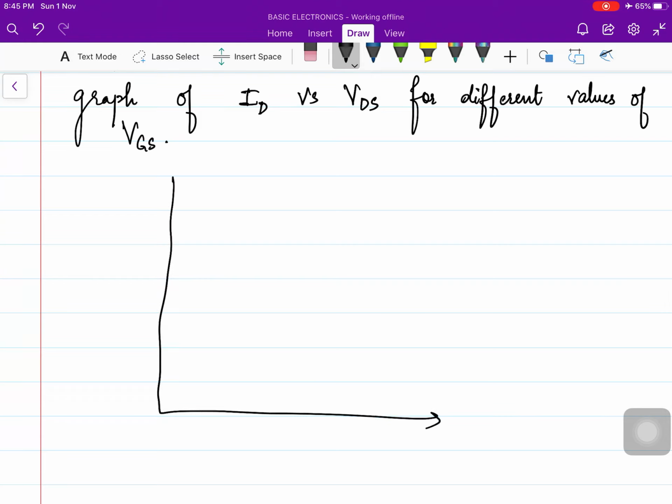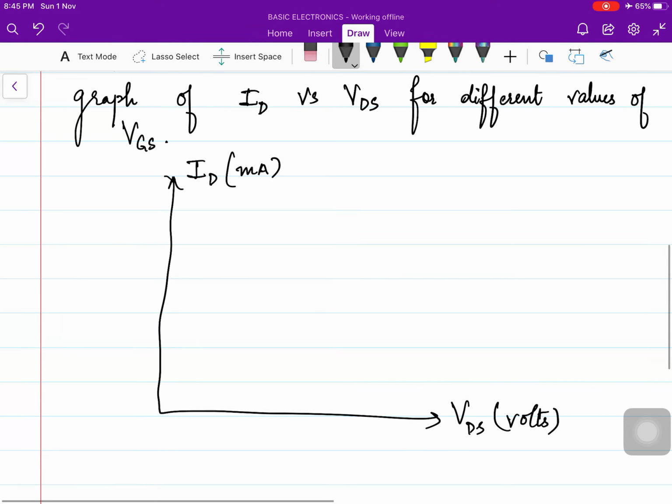First of all, let's prepare the axis. Drain current ID, unit milliampere, and VDS in volts. So this is how we prepare the axis. Now let's see the characteristic for only one value of VGS. Let it be 0 volt first. When we learned the operation of n-channel JFET, we learned that when VGS is 0, drain current flows. When you apply VDS and VGS is 0, some drain current will flow.